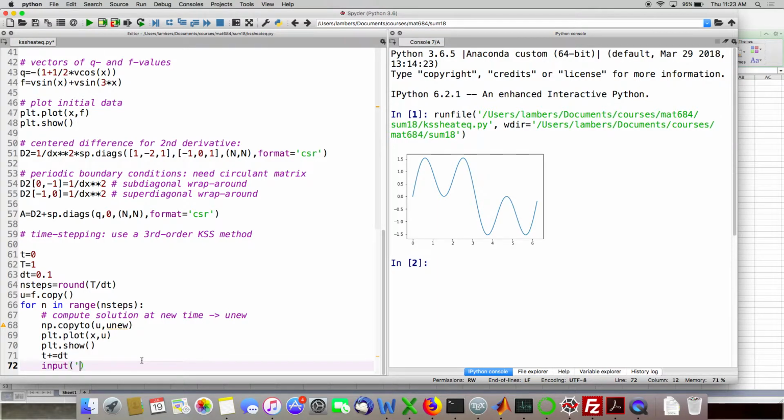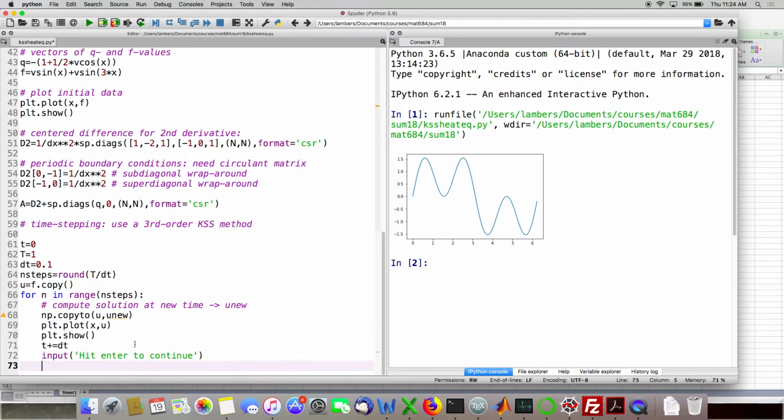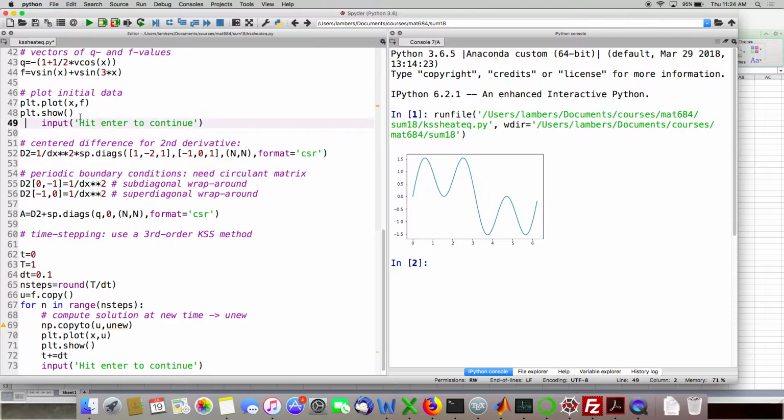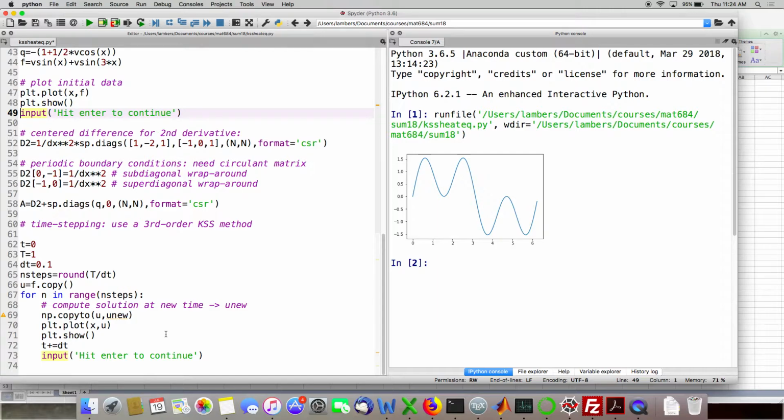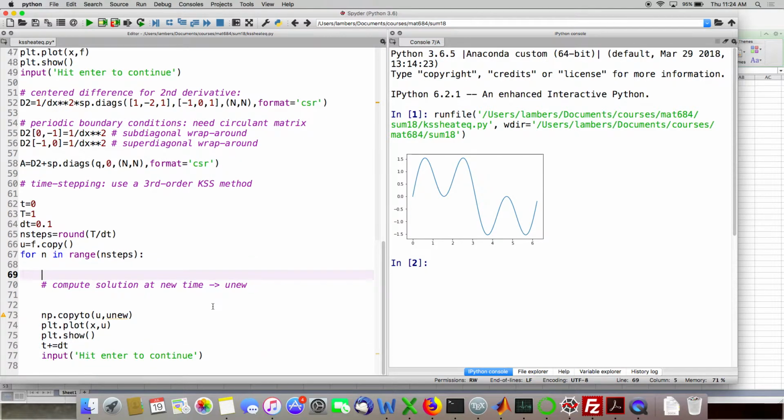And I'll also want to pause after every time step. And actually, I want to do that up here also after I plot the initial data. Okay. So right now, I have everything except this big gaping hole of actually computing u new. All right, and that's where the KSS method comes into play. But right now we have at least a framework here.